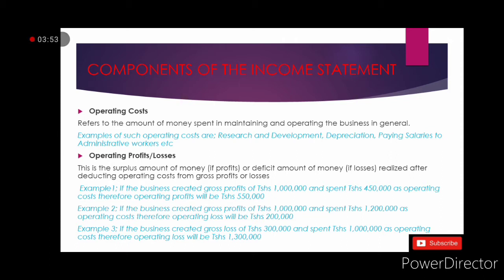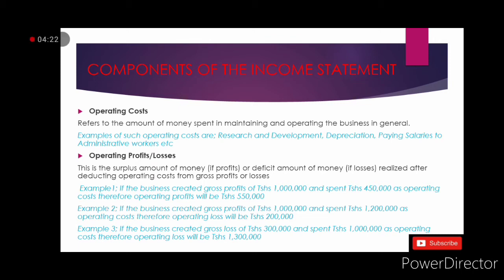And then there are operating profits or losses. This is the surplus amount of money, that is if it's profits, or deficit amount of money, that is if it's losses, realized after deducting operating costs from the gross profits or losses. So there are 3 examples here. Basically, for operating profits or losses, you take gross profit or loss minus operating costs, and if there is an amount of money that still remains after all that, then it's profit.